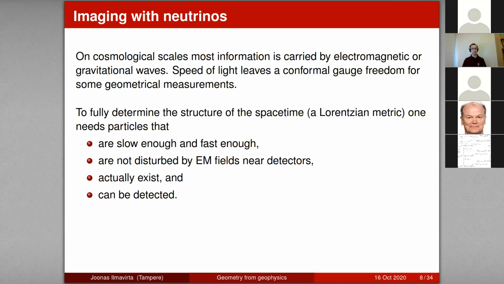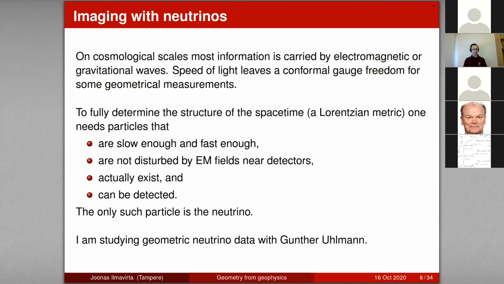They should also not be disturbed by electromagnetic fields near the detector, so near our planet, near our solar system. So it should be an electrically neutral particle. And for a good physical model, the particles should actually exist and be detectable. That is always a fun component of any model. Okay, so with this shopping list, there is exactly one type of particle that fits the deal, and that is the neutrino. There are several neutrinos. Different people will give different numbers, but the usual number is 3. And all of these neutrinos have essentially the same properties, and they will work here.